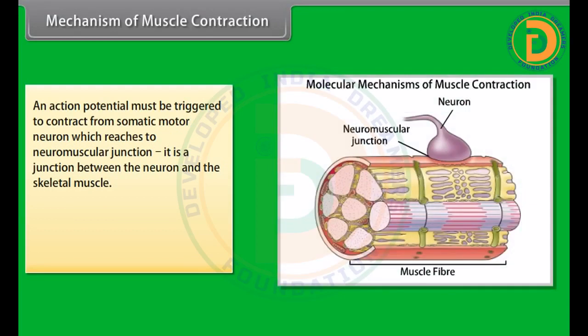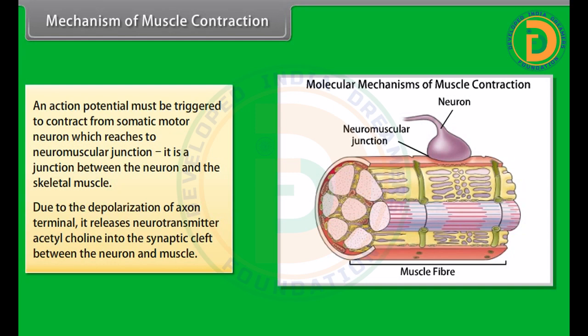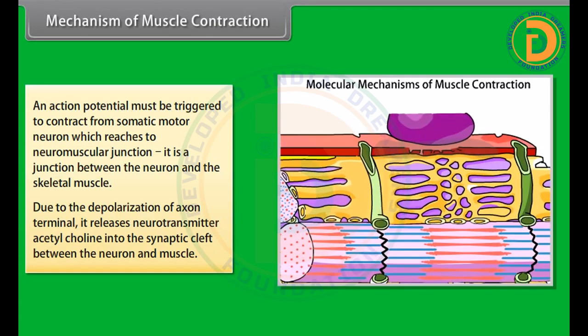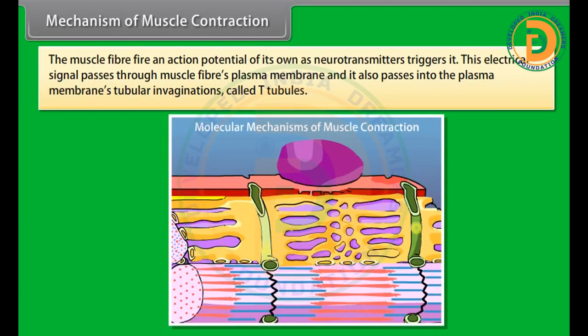An action potential must be triggered from a somatic motor neuron to contract, which reaches the neuromuscular junction. It is a junction between the neuron and the skeletal muscle. Due to the depolarization of the axon terminal, it releases the neurotransmitter acetylcholine into the synaptic cleft between the neuron and muscle. The muscle fiber fires an action potential of its own as the neurotransmitter triggers it.